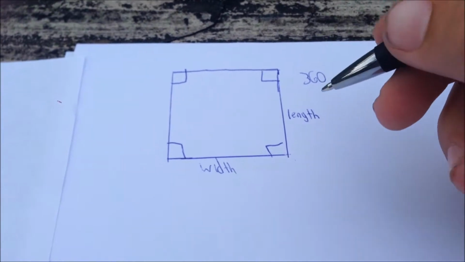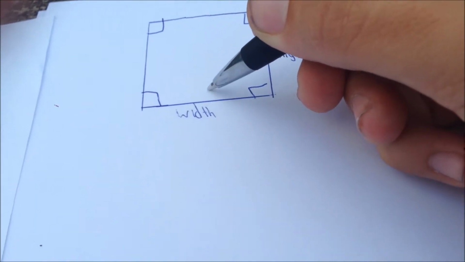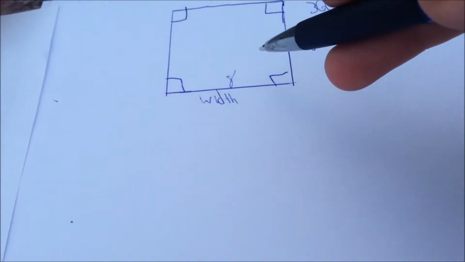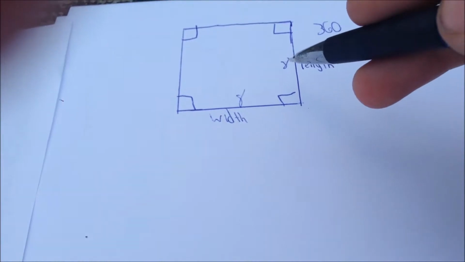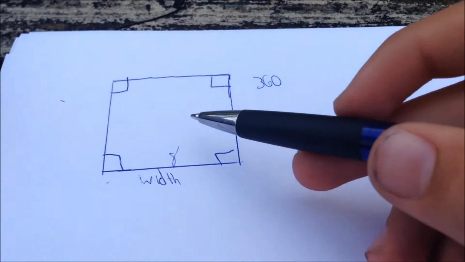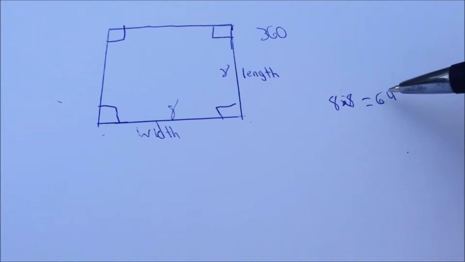If it's a square, then this one would be 8, and this one would be an 8. If it was a rectangle, either one would be bigger than the other. They would not be equal. To find the area, you would have to multiply the length times the width. As an example right here, 8 times 8 equals 64.